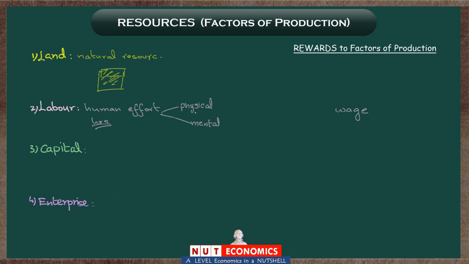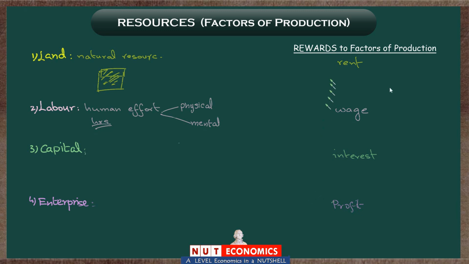So the owners of land, the compensation, the reward, the money they would receive from people who use their resource is known as rent, and the reward received by the owners of capital is known as interest, and the reward received by the owners of enterprise is known as profit. These are small details that you need to know from your MCQs' point of view.